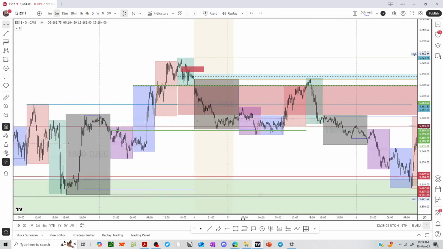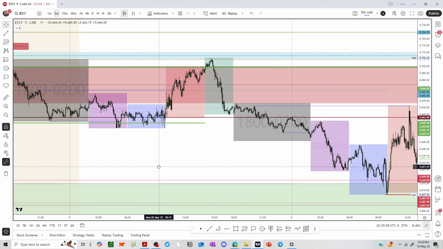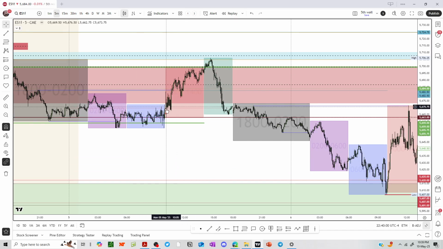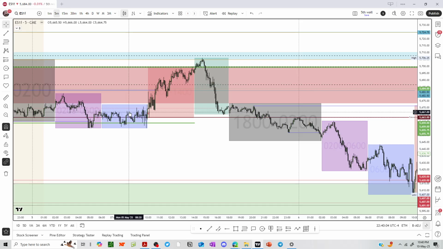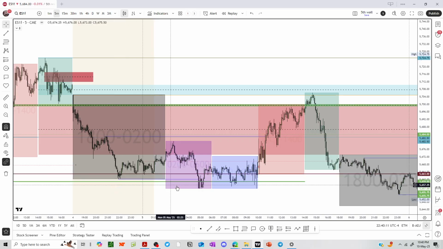Right. So this is the Monday. You literally trade 4-hour candles, right? So it's the same idea. So this is accumulation. What would this be? All of this is accumulation.